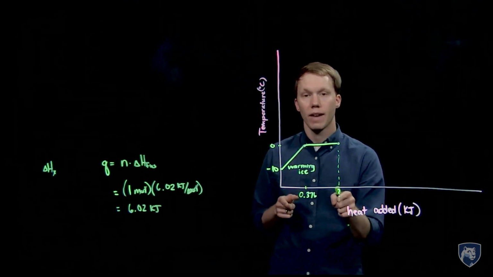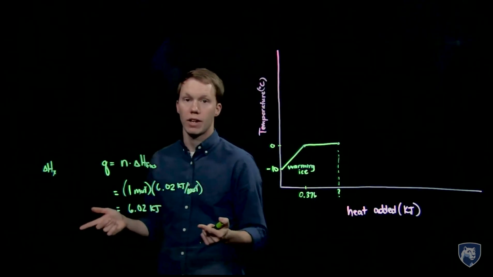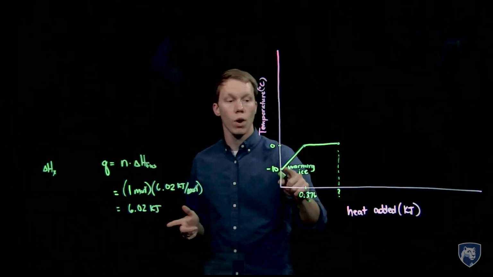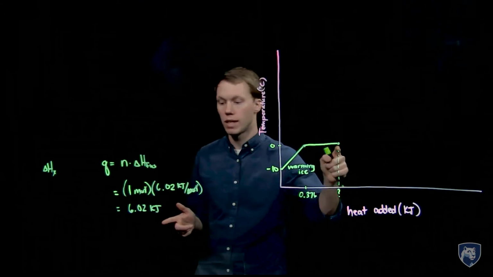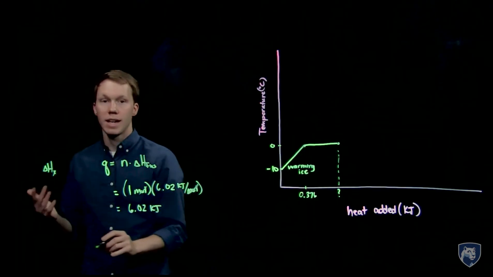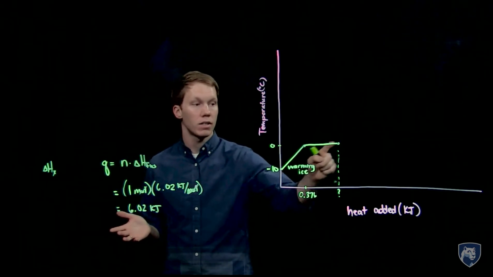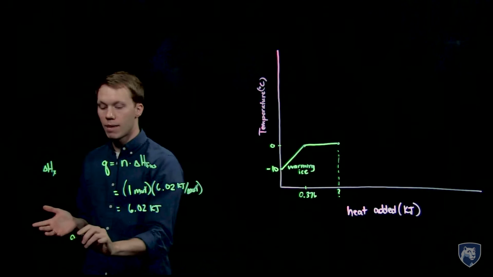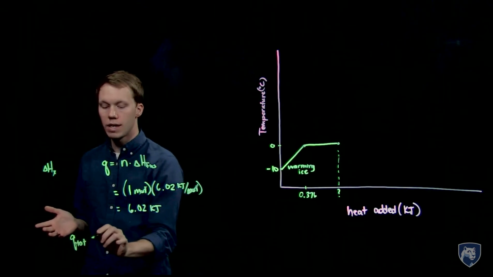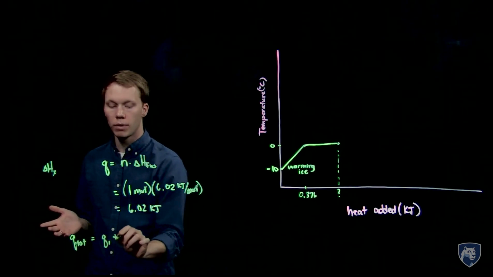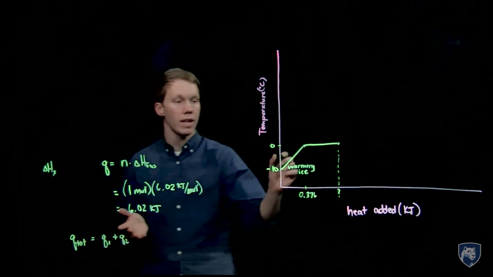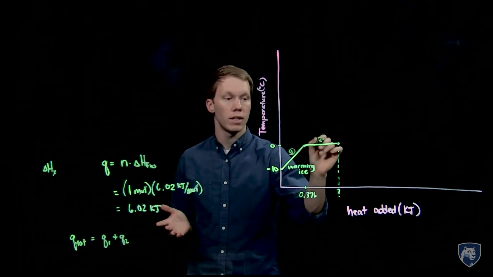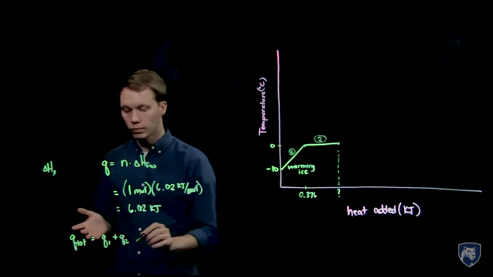If I want to know this x value, that would be the total amount of energy that it took to warm that ice plus melt it. So if we're talking about taking that ice from -10 to liquid water at 0 degrees Celsius, I would say that my Q total is equal to Q1 plus Q2, right? This being step 1 and this being step 2.